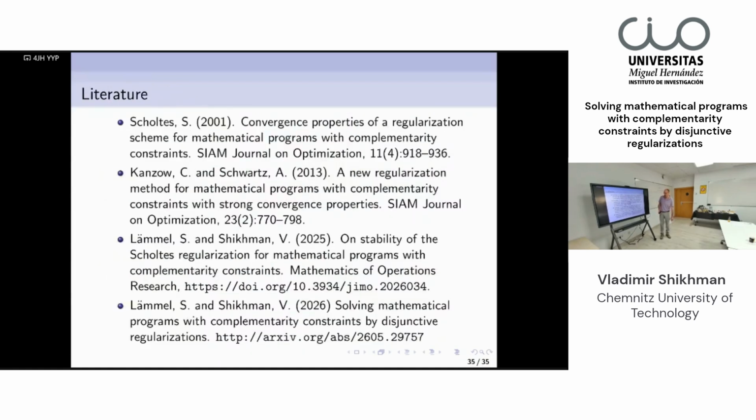And this is the literature. If you are interested, we have a preprint. This is the last one, from maybe one, two or three weeks ago.